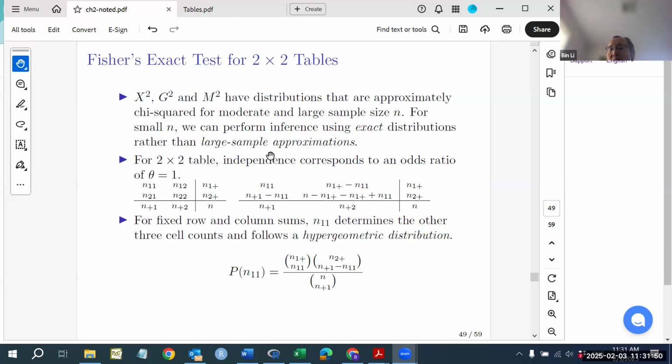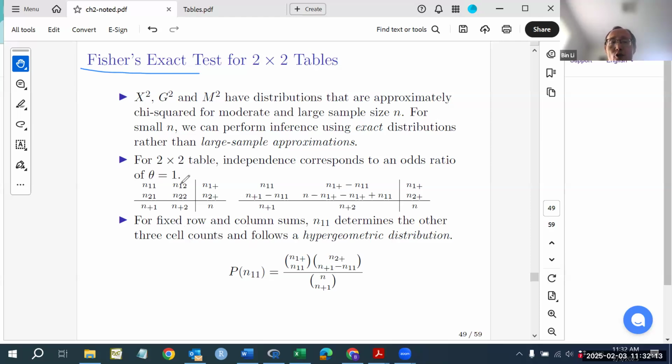There's no approximation here. Unlike the likelihood ratio test and the Pearson's chi-square test, which both use approximation to approximate the chi-square, here we don't have a large sample approximation for the Fisher's exact. It's entirely exact.